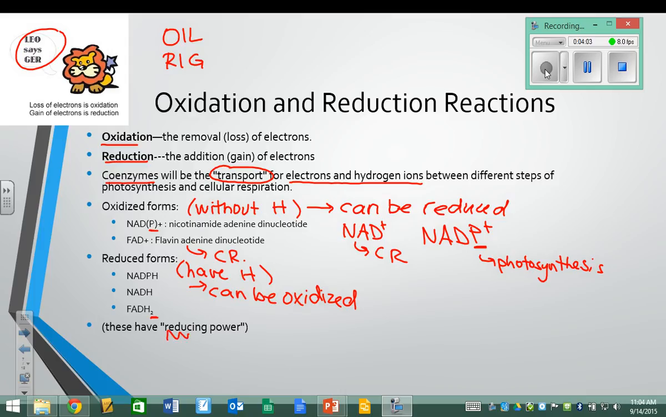We would say that these reduced forms have reducing power. Usually in chemistry we talk about the ability to cause a reaction for some other molecule. Since these are reduced, they have a hydrogen. If they bring their hydrogen somewhere and give it to another molecule, that other molecule gets reduced. So these have reducing power because they could cause another molecule to be reduced if they gave away their hydrogen.